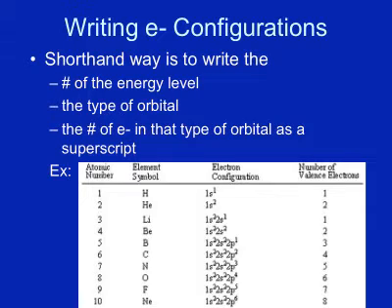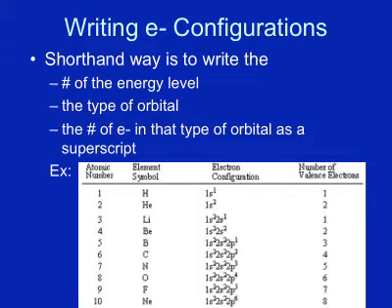Same thing here. So when we are writing the electron configuration, we write the number of the energy level. We then write the type of the orbital, so kind of like the sublevel, right? And then all we do is add the number of electrons as a superscript. So I'm going to draw one out for you. I'm actually going to put oxygen back up here in just a second.